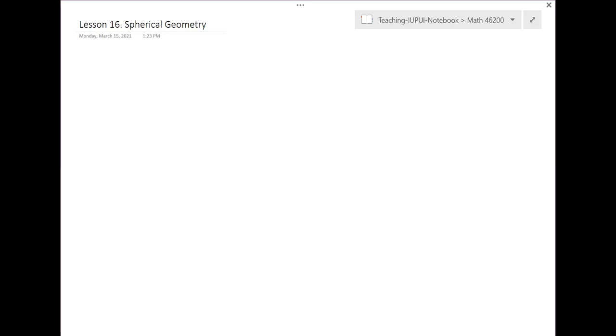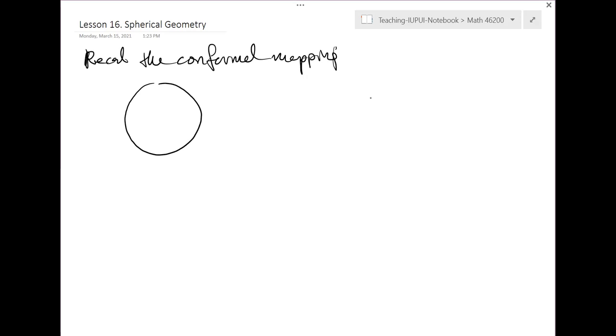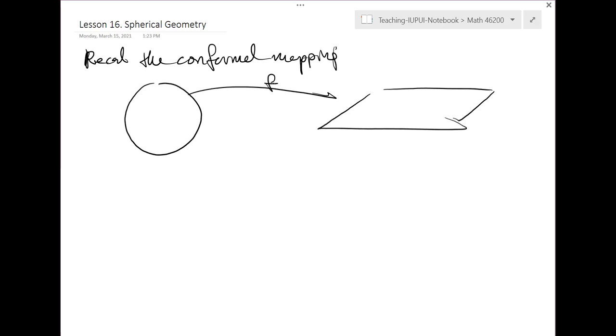So before we do that, let's recall the conformal map we have constructed before, right? We call it the spatial conformal mapping. Okay, so here's a sphere, and this is a plane. We have the map which preserves the angles. The sphere is in the xyz coordinate system, and the plane is also in the same coordinate system, actually z equals 0.